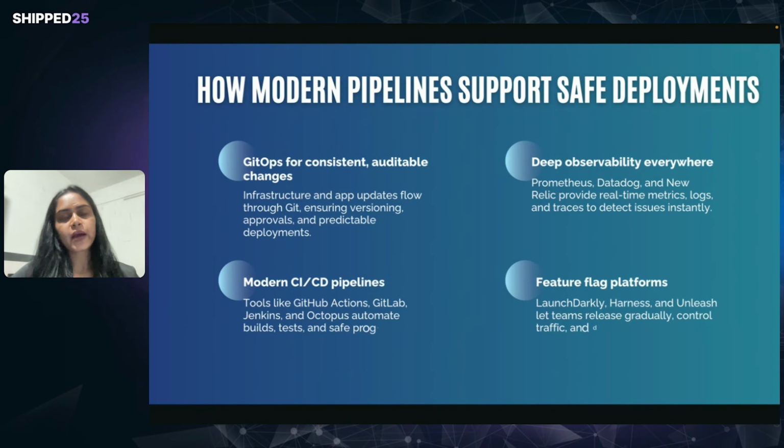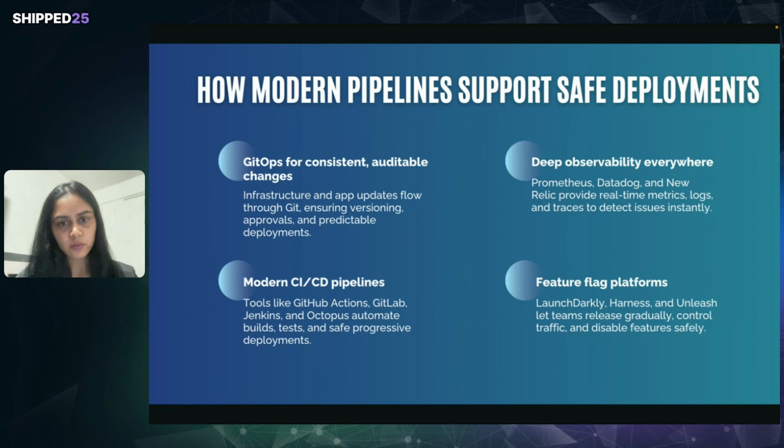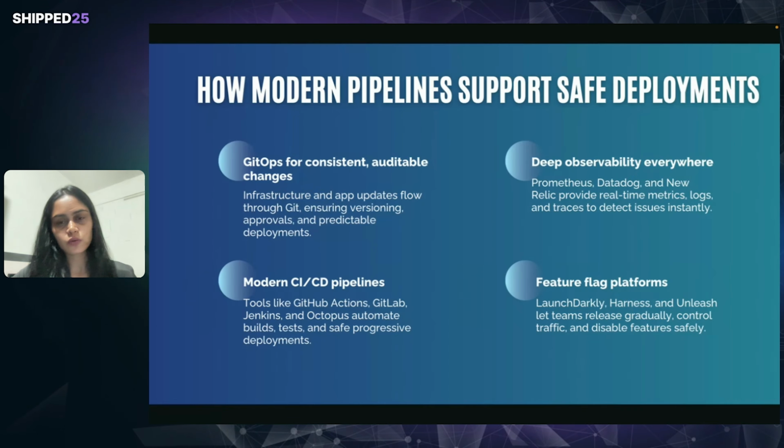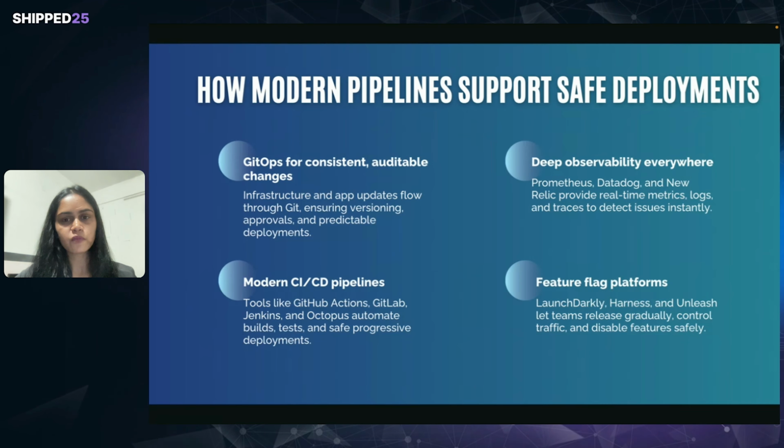Okay, so coming back to the next thing here. How exactly are modern pipelines supporting safe deployments now? Everything begins with GitOps. You store all the configurations and manifest files in Git, and this makes your deployments versioned and auditable as well.